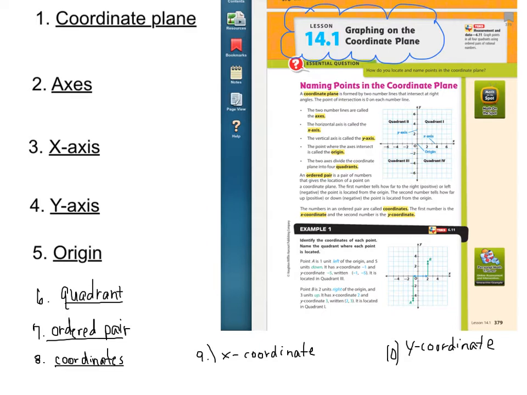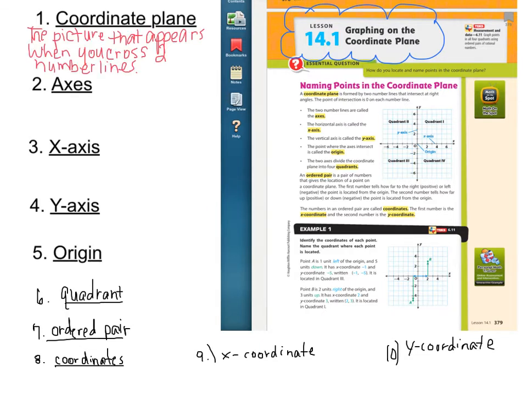Okay, so a big part of graphing on the coordinate plane is vocabulary. There's a lot of vocabulary on here, and most of you learned these vocabulary words in elementary school. So I want you to take a second to look over these words. You can write them down now, or you can write them as you go. Number one, a coordinate plane. Okay, the coordinate plane is the picture that appears when you cross two number lines.